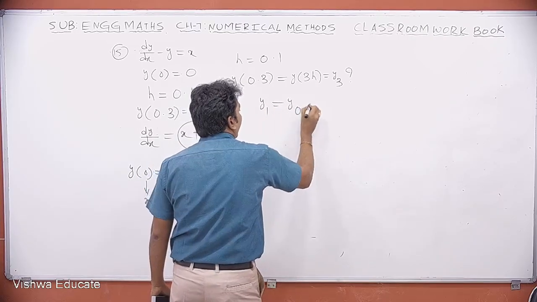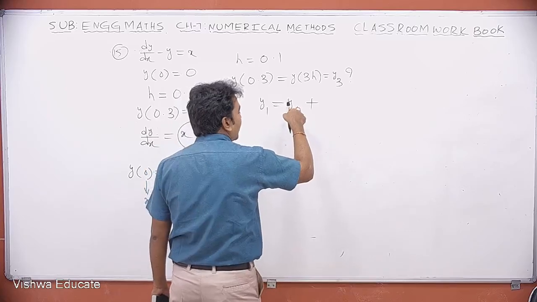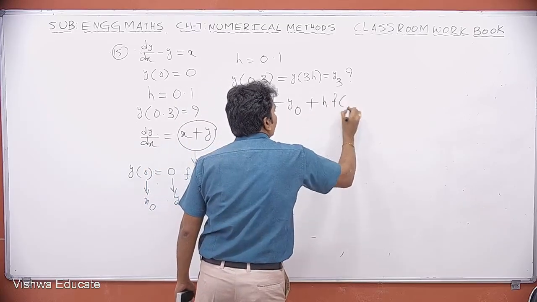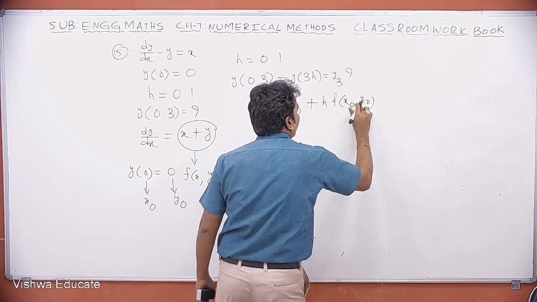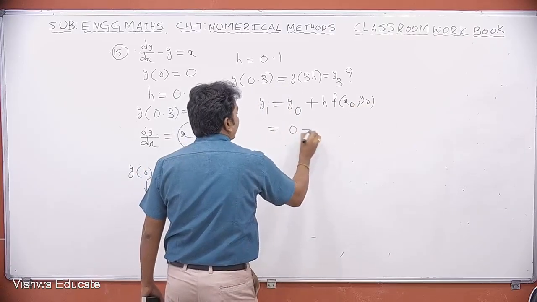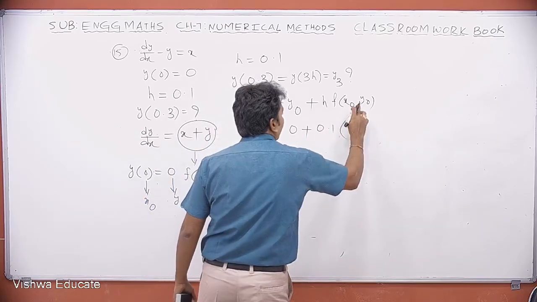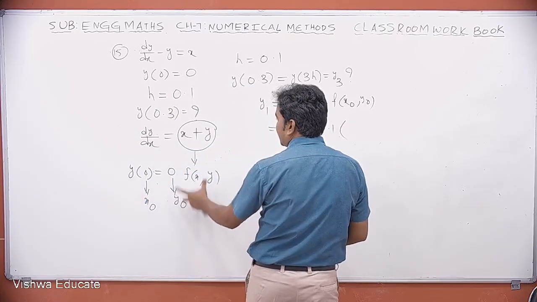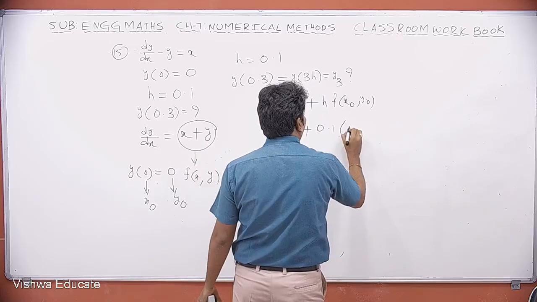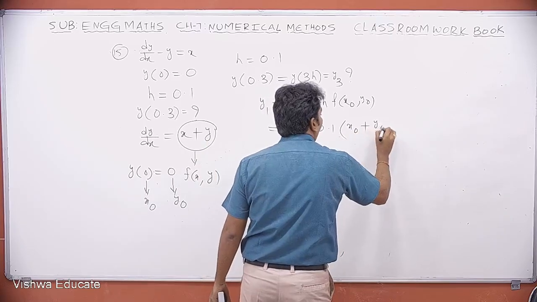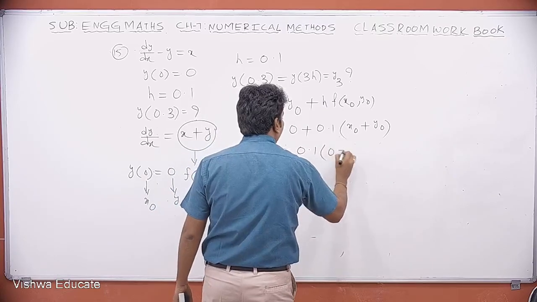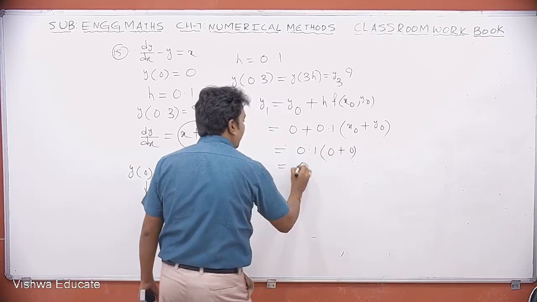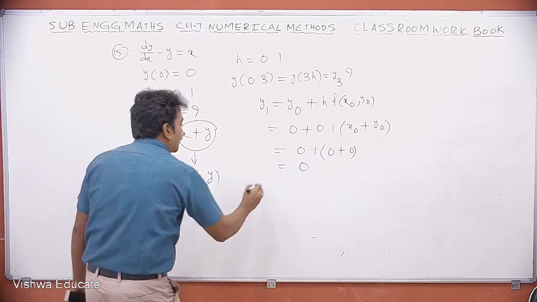Y1 is given by using Euler's method, that is Runge-Kutta method of order 1. So y naught plus h into f of x naught comma y naught. So y naught is 0 plus 0.1 into f of x comma y is this. So f of x naught y naught is x naught plus y naught. So this is 0.1 into x naught is 0, y naught is 0. So this becomes 0. So y1 is 0.